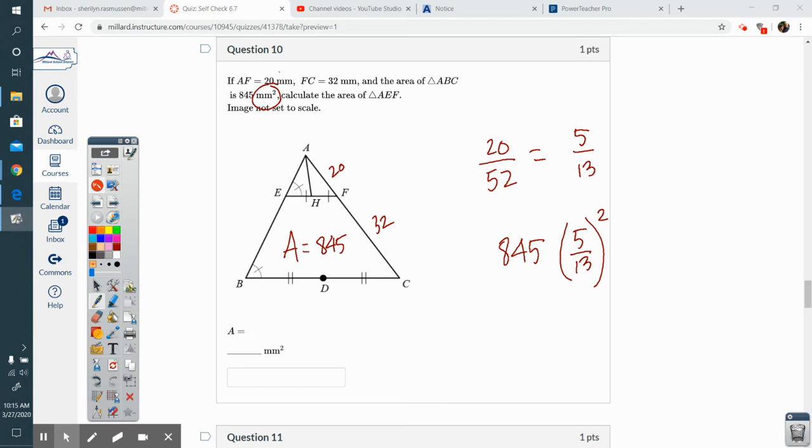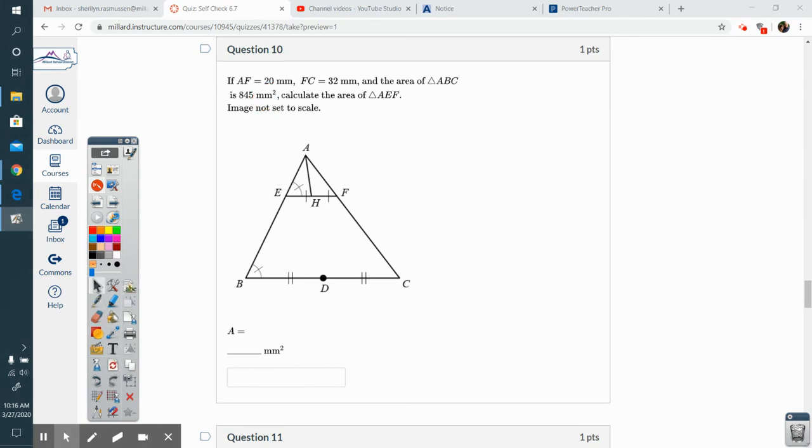So take 845 times 5/13 squared, and you get 125. Now think about it and see if it makes sense. If you have an area of 845 for the big triangle, then the smaller one would be 125. It would be quite a bit less. If you got a much bigger number, then this is probably flipped. You probably have the ratio as the bigger number over the smaller number. So just keep that in mind as you're trying to solve that and make sure that it makes sense. The area of the bigger triangle would be bigger than the area of the smaller.